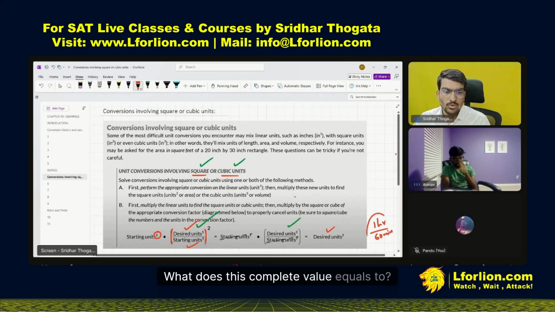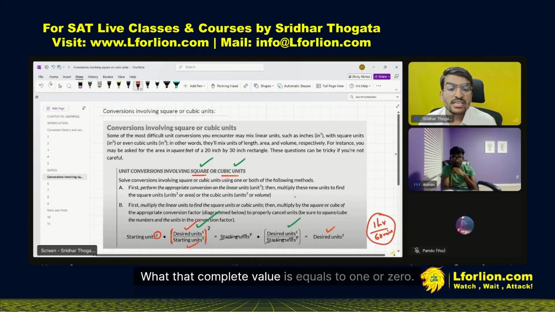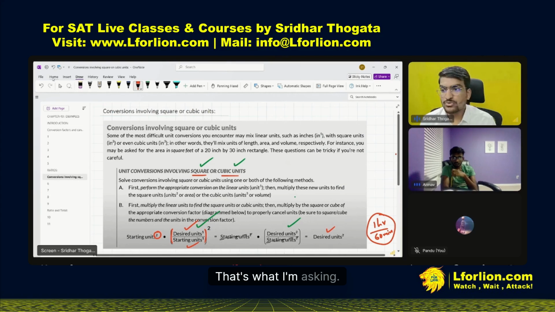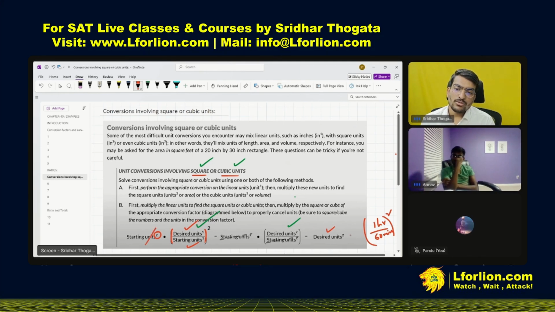What does this complete value equal to? 1 or 0? 1 hour is 60 minutes, so that complete value is equal to 1. If you square it, its value will still be 1. If you multiply 1 with anything, it stays the same. To remove the unit, we will just square it, so that you can cross out this square thing and this square thing. If it is a cube, we go with the whole cube.